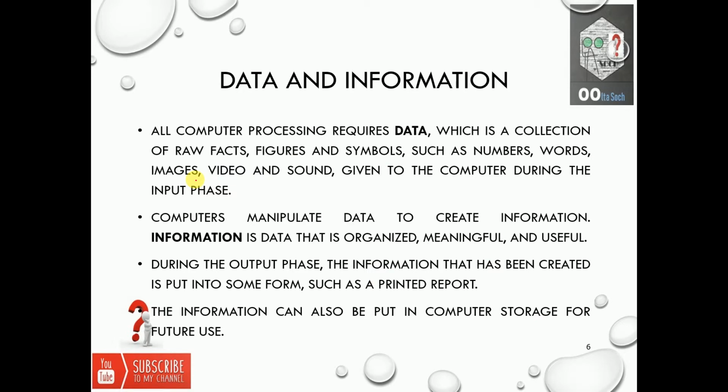So when we're talking about data and information, let's see what data is. All computer processes require data. And what is data? Data is a collection of raw facts, figures and symbols, such as numbers, words, images, video, given to the computer during the input stage. So data is a collection of raw facts like figures, symbols, numbers. You are writing something, you are putting in an image, all these things are data.